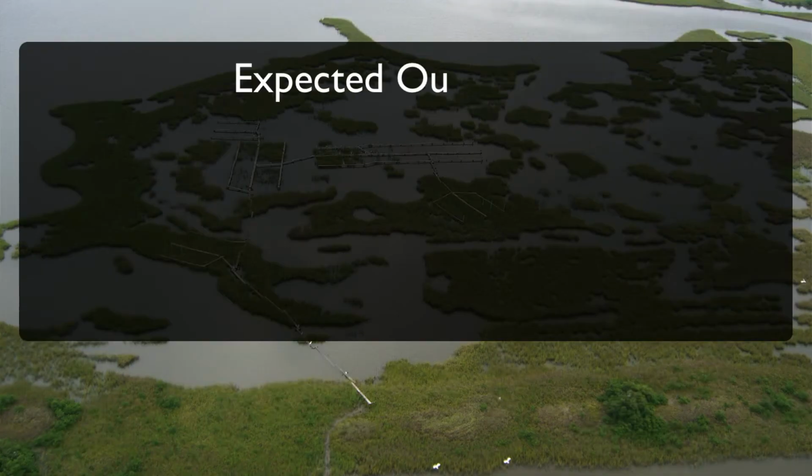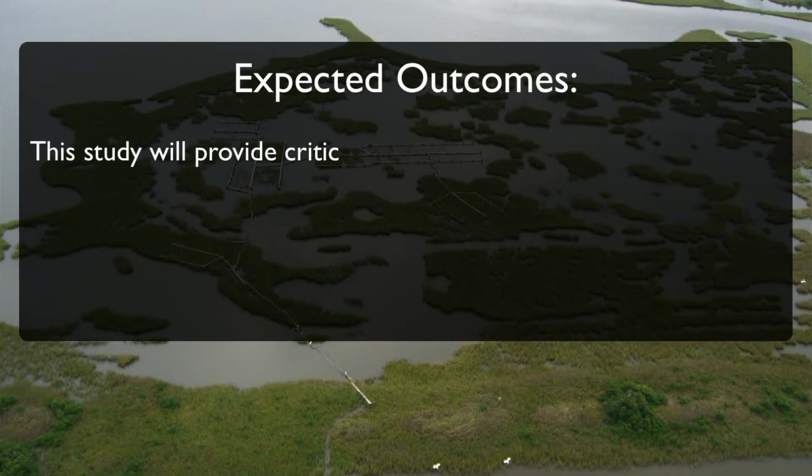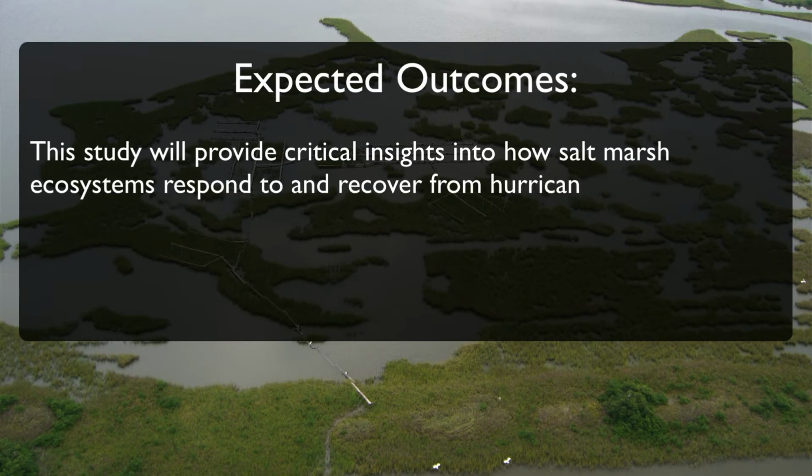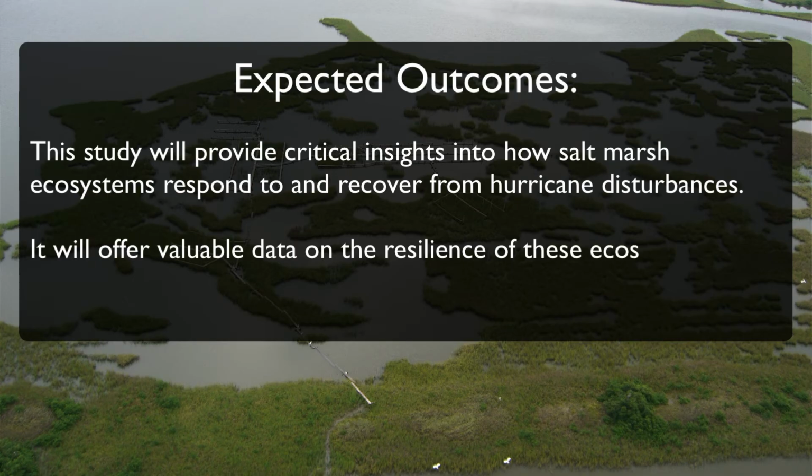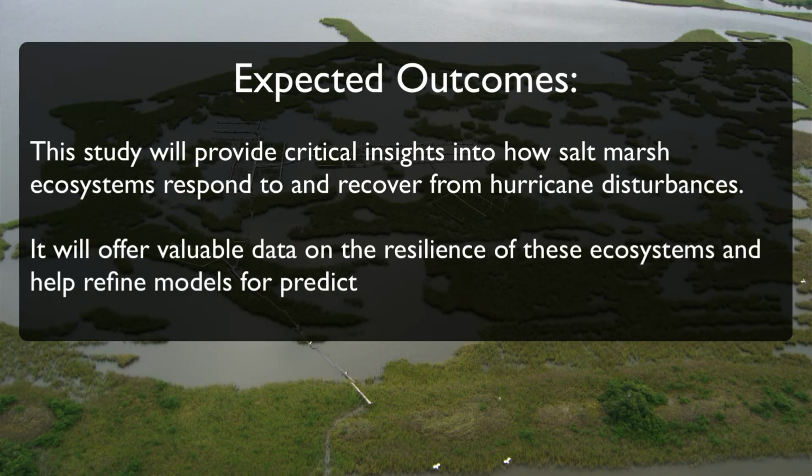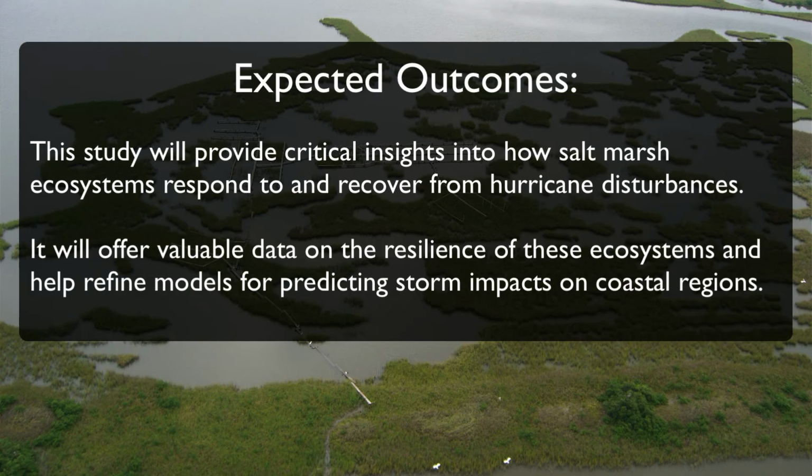Next, we describe the expected outcomes. This study will provide critical insights into how salt marsh ecosystems respond to and recover from hurricane disturbances. It will offer valuable data on the resilience of these ecosystems and help refine models for predicting storm impacts on coastal regions. Finally, we highlight the broader significance of the research.